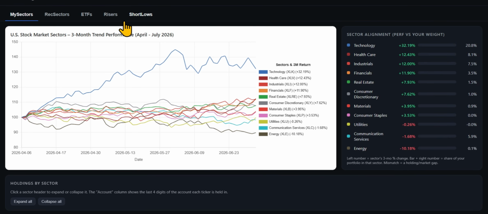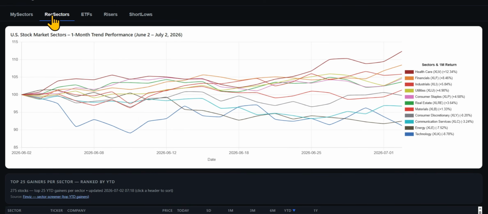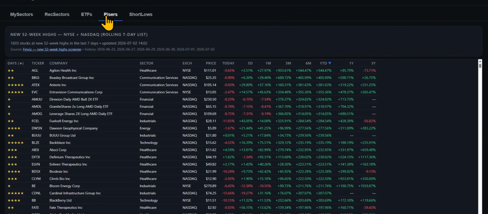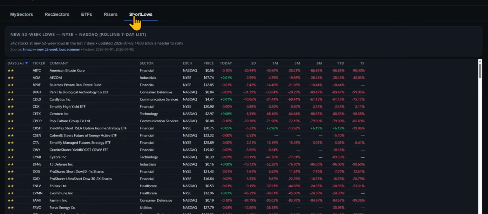and I connected this to my Schwab account to help me rebalance. My sectors are those sectors and where I stand against those sectors. Recommended sectors are the trend of the sectors going up. ETFs are your diversification and which of those ETFs are performing better than others. Risers are those stocks that have consistently shown momentum on the uptrend, and shorts are those stocks that have consistently trended down, so that I can short the stock and make money whether stocks go up or stocks go down.